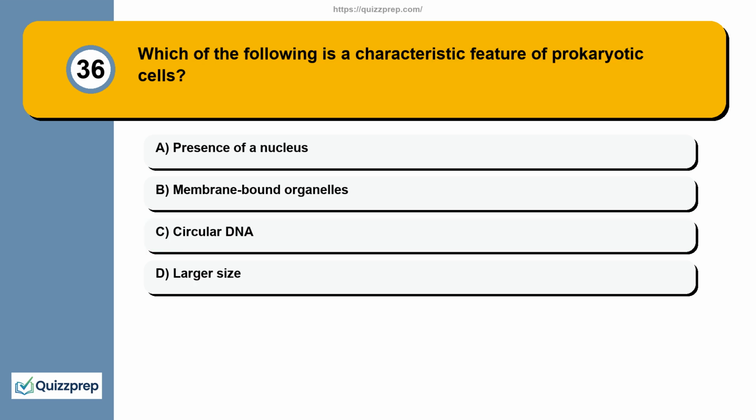Question 36. Which of the following is a characteristic feature of prokaryotic cells? Presence of a nucleus, membrane-bound organelles, circular DNA, larger size.